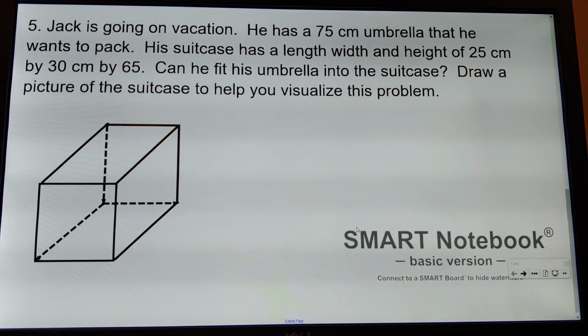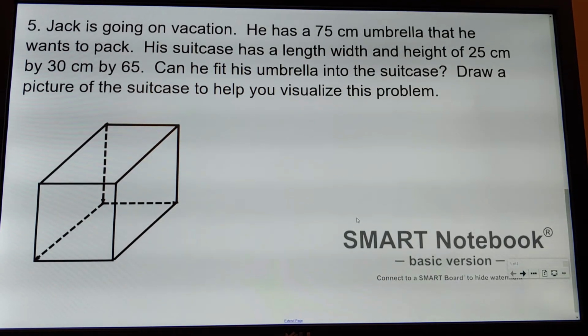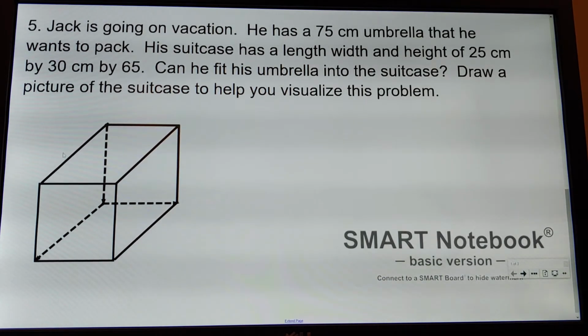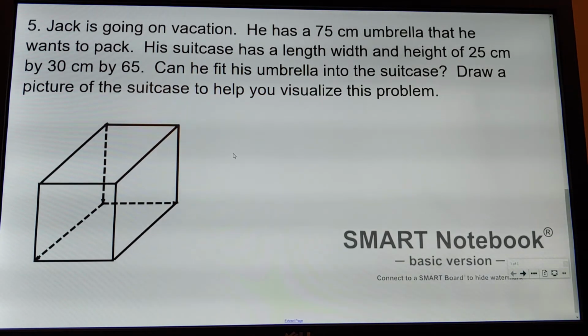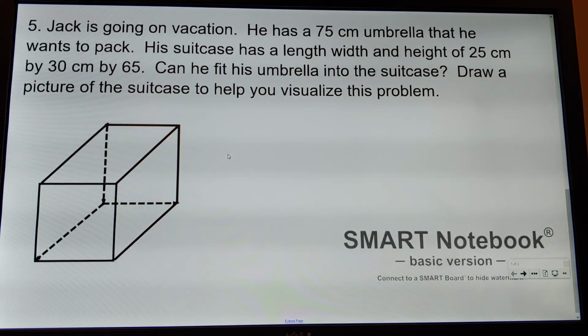Jack's going on vacation. He has a 75 centimeter umbrella that he wants to pack. His suitcase has a length, width, and height of 25 centimeters by 30 centimeters by 65 centimeters. So, all in that order. He wants to know, can he fit his umbrella into the suitcase? So I suggested draw a picture of the suitcase to help you visualize the problem.